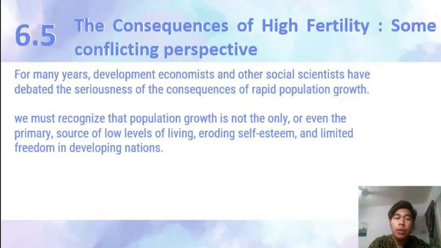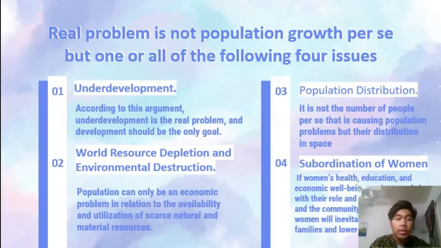Hi, my part is 6.5, the consequences of high fertility, some conflicting perspectives. Many people say the consequences of high fertility become more of a problem for the country, but development economists and other social scientists have debated the seriousness of the consequences of rapid population growth. We must know that population growth is not the only or even the primary source of low levels of living, eroding self-esteem, and limited freedom in developing nations, because the real problem is not population growth per se, but one of the following four issues.